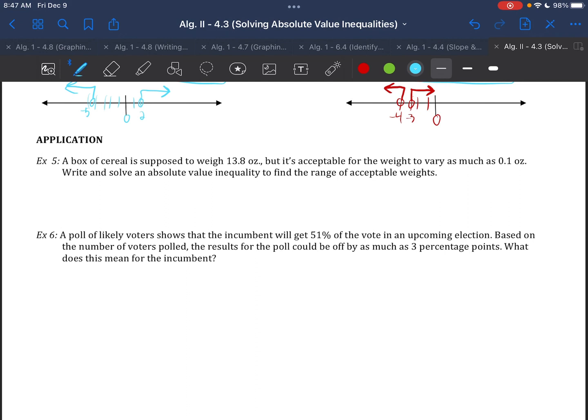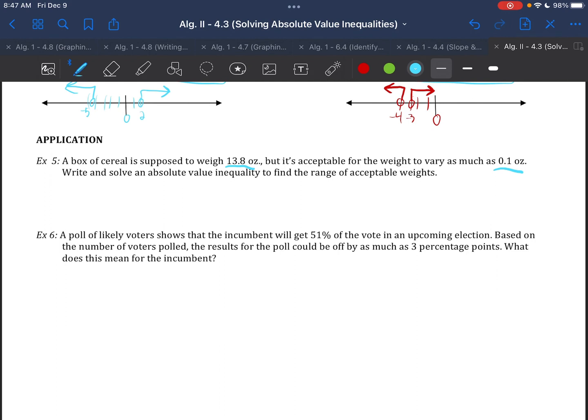On to some application. A box of cereal is supposed to weigh 13.8 ounces. But it's acceptable for the weight to vary as much as 0.1 ounce. So not a lot, but a little bit. Write and solve an absolute value inequality to find the range of acceptable weights.